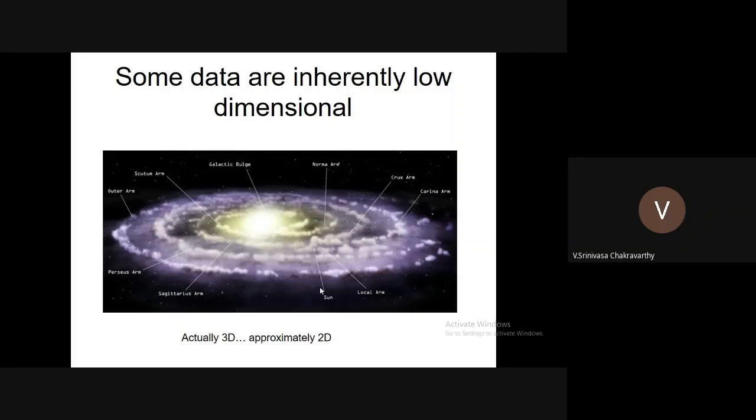So even if I give the coordinates of a given star like the sun, simply if I give the x and y coordinates, that might be good enough to locate it in this space. So identifying that in a data set like this, the third dimension is not very important, and you can capture most of the variation in the first two dimensions. That's an example, and that's how you find out the scope for dimensionality reduction.